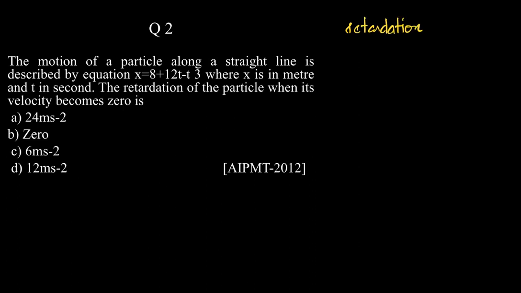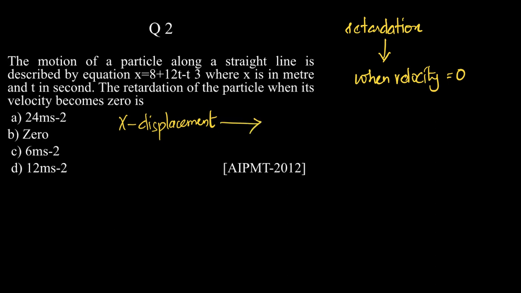retardation of the particle, and what is the condition? When the velocity is equal to 0, right? So what is given? X is given. What is x? X is displacement. So from displacement we need to find out velocity, and then equate this velocity to 0, and then at this time we need to find out the retardation, right? This is the workflow.